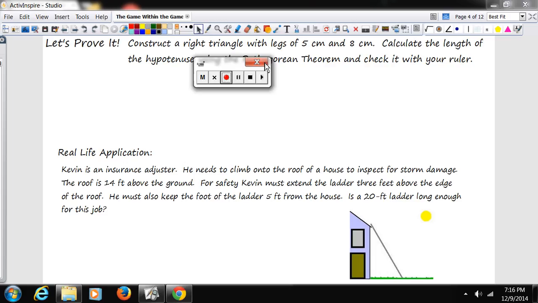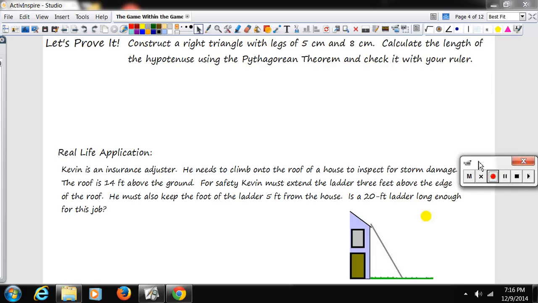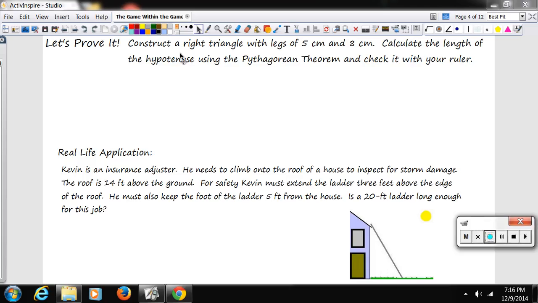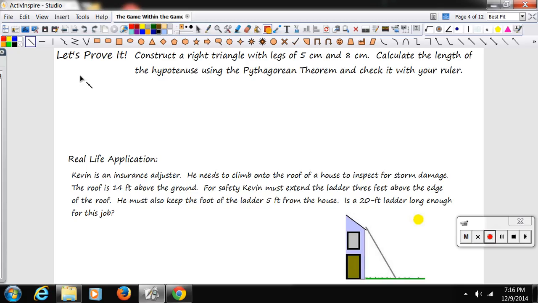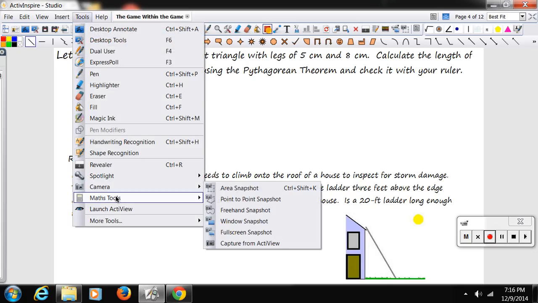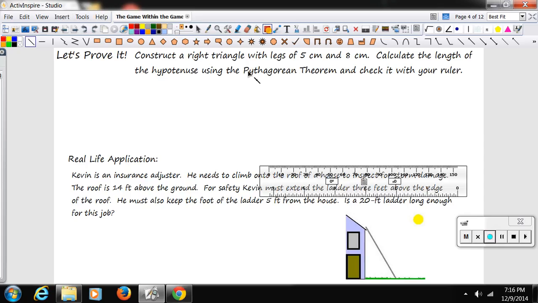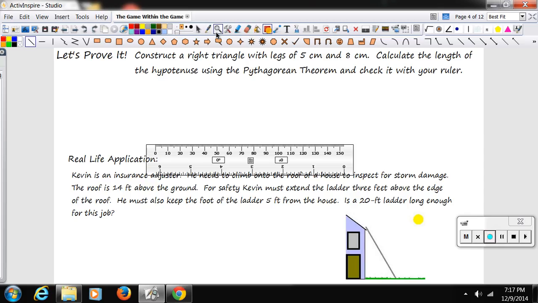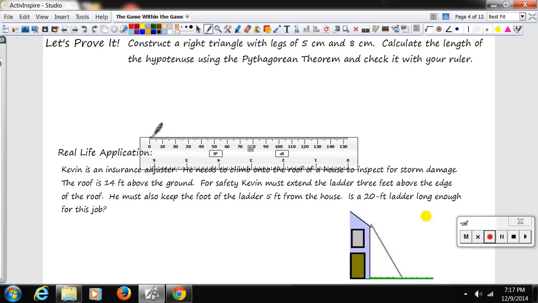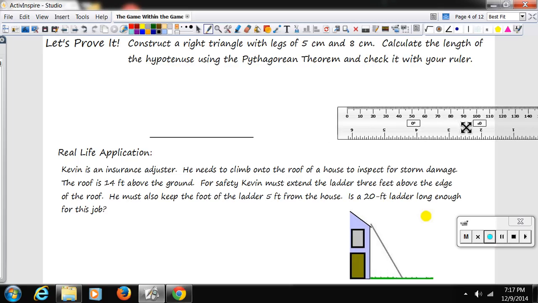Alright, here is a little video that will help you with your construction of a right triangle. So what you would do is take out a ruler. Let me find my ruler here. And you would measure a right triangle with legs of 5 and 8. So first thing you'd want to do is make your longer leg 8 right across the ruler here. So I'm going to start at 0 and work my way over to 8. So that'll be my longer leg.